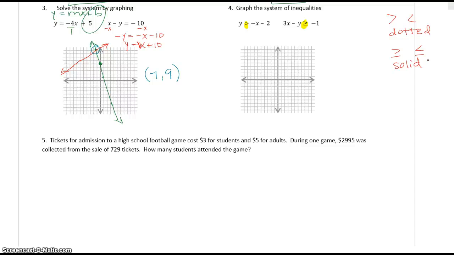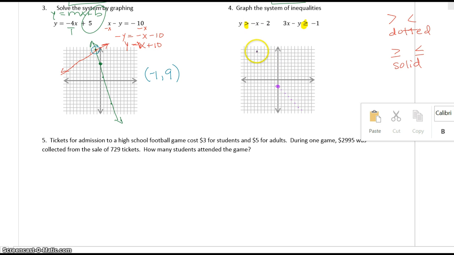So let's look at the first equation. y is greater than -x minus 2. The y-intercept is -2. And the slope is -1. So we're going to go down 1 over 1, down 1 over 1. This is going to be a dotted line because of the greater than sign. There's no less than sign. And we want to shade greater. So where are the y's greater?